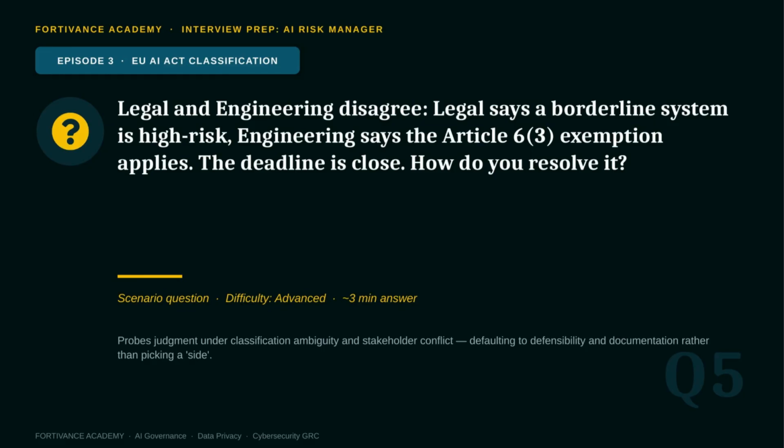Crucially, whatever you decide, the determination gets documented with its reasoning so it survives an examiner. And the role-appropriate point. This is exactly the call the AI risk function exists to own and adjudicate. Avoid both rubber-stamping engineering to hit the date and siding with legal reflexively.